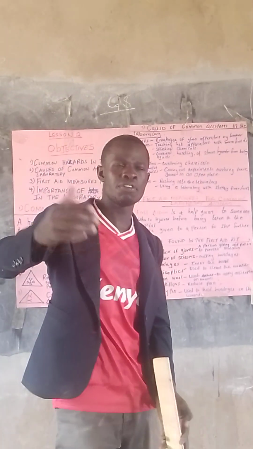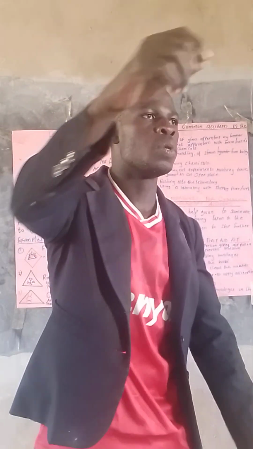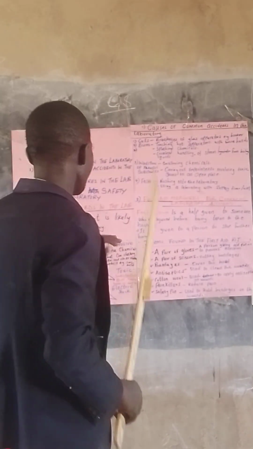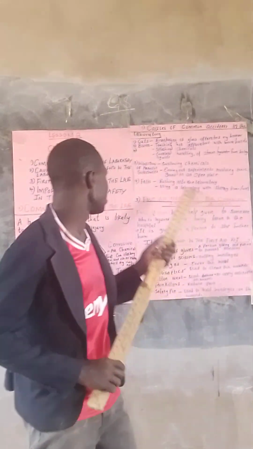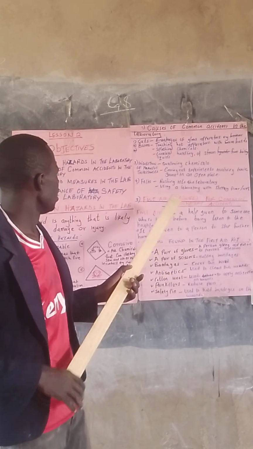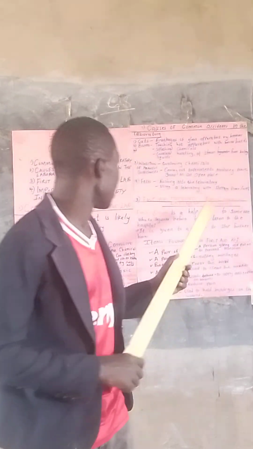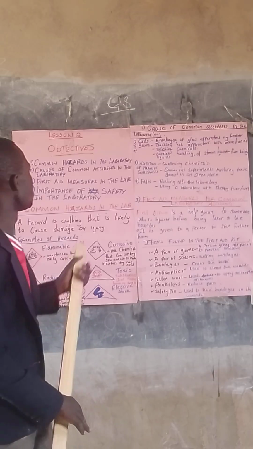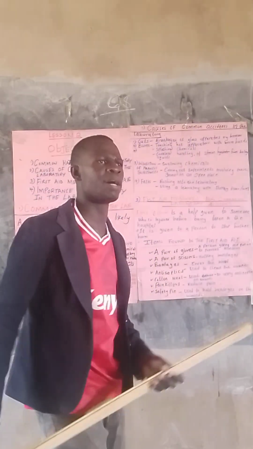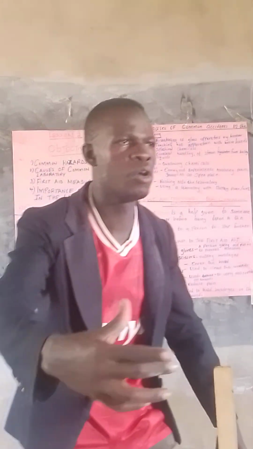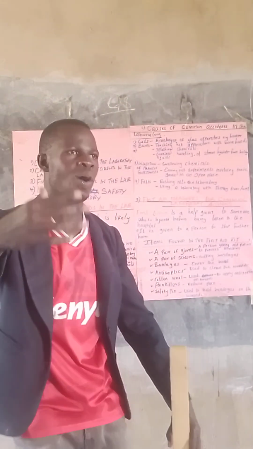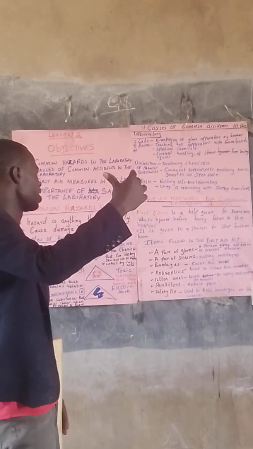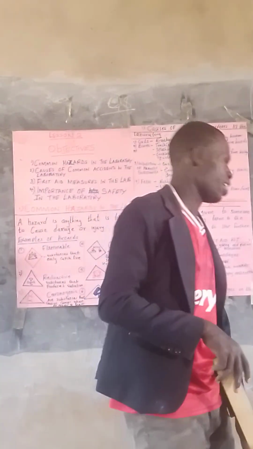Then lastly, we have falls resulting from rushing in the laboratory. We say that one of the safety rules in the laboratory is that we should ensure that we don't run or rush because it can lead to a fall due to a slippery floor of the laboratory. Now, dear students, for us to avoid these accidents in the laboratory, we need to ensure that we follow the safety rules while in the laboratory. Very wonderful and very, very important.